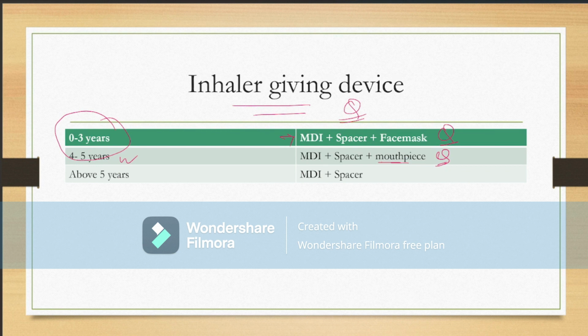If the child's age is more than 5 years, then a metered dose inhaler with spacer is given only, plus or minus mouthpiece if the patient is not taking the MDI well with these two. So these are the MCQs mainly asked from asthma.